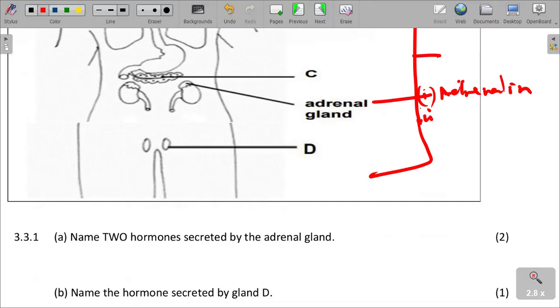Adrenaline, and also it secretes aldosterone. And also aldosterone. These are hormones of the what? Of the adrenal gland.